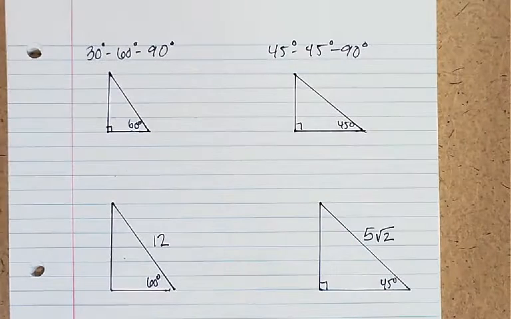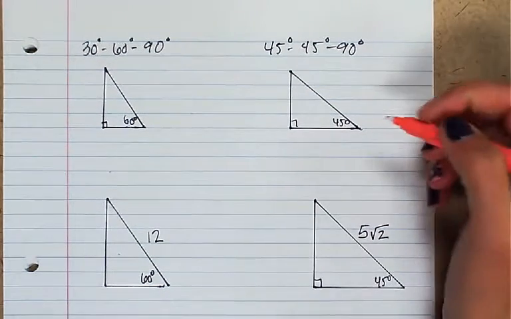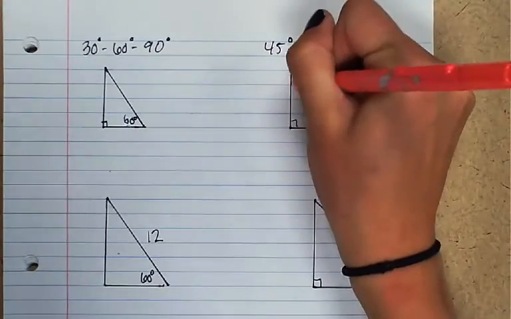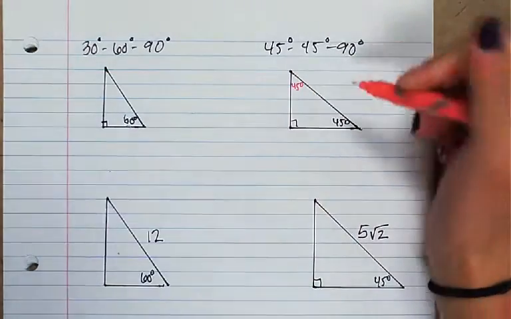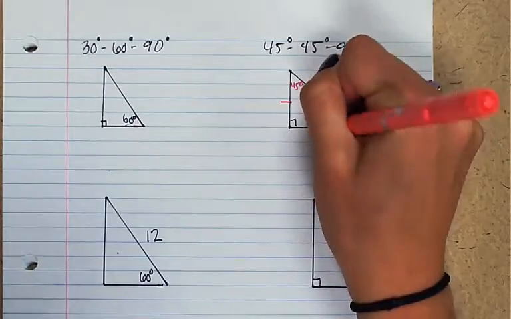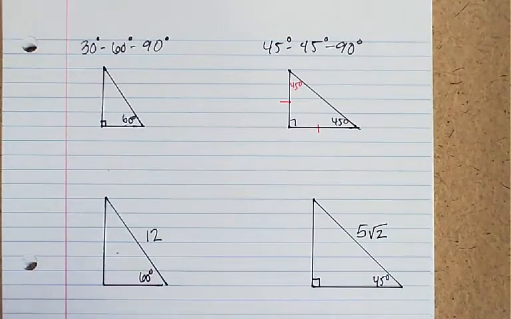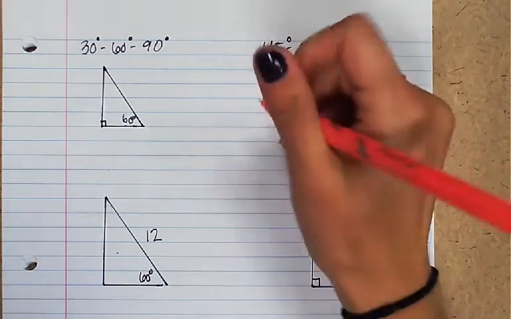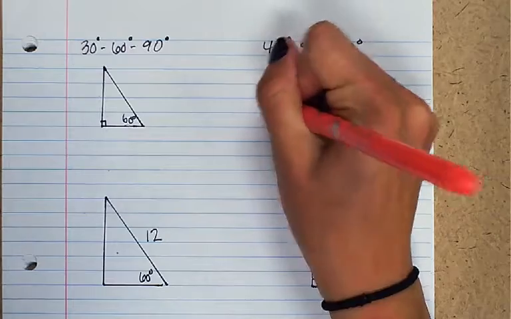Next, they talk about 30, 60, 90, and 45, 45, 90 triangles. These are called special right triangles because they have special properties. So I'm actually going to do the 45, 45, 90 first. So this one, it's an isosceles triangle because these two base angles are the same, so that means the legs are the same length.